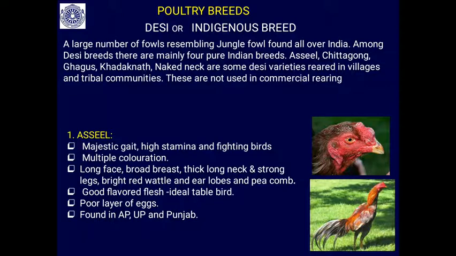Desi breeds or indigenous varieties are a large number of fowls resembling jungle fowl found all over India. Among Desi breeds, there are mainly four pure Indian breeds: Asil, Chittagong, Gagas and Kadaknath, plus the naked neck. These are all Desi varieties reared in villages and tribal communities. These are not used in commercial rearing.